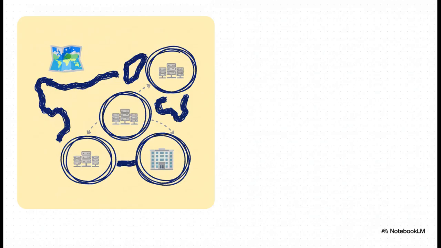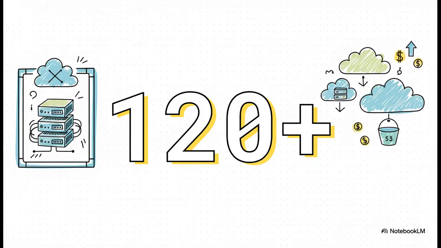They're totally isolated from each other. And the scale here is just mind-boggling. We're talking about more than 120 of these availability zones spread across over 38 regions all around the globe. This massive footprint means you can place your applications really close to your users, no matter where they are, which cuts down on lag and makes everything feel faster.